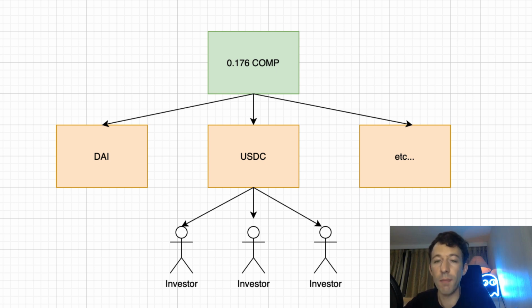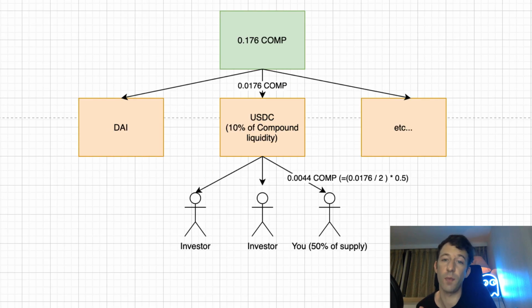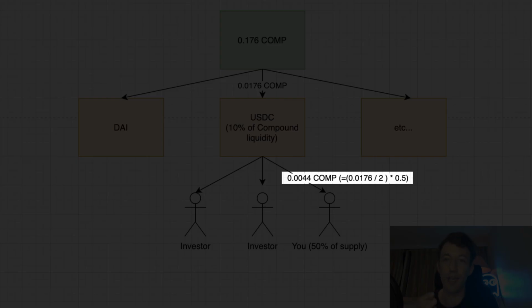Then within each market, this amount is divided by 2 equally between lender and borrower. And for each side of the market, COMP tokens will be allocated proportionally to the money that is lent for lenders and to the money that is borrowed for borrowers. So for example, if USDC represents 10% of the total liquidity of Compound and you have lent 50% of the total supply in the USDC market, that's the number of tokens that you will get for one block.